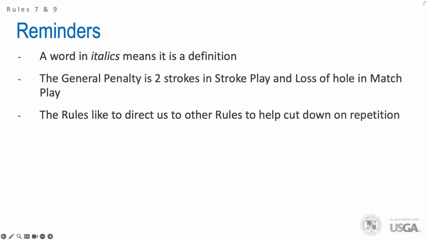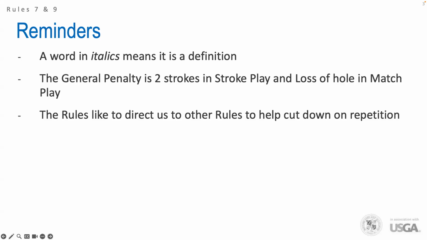Just a few reminders if you've joined us in the previous sessions. A word in italics means it is a definition, and as always, definitions are the building blocks of the rules. If you maybe don't understand the rule or need clarification, it's always good to go and look in the definition part of the book or on the website, and that can provide a little more clarity into what the rules are trying to accomplish.